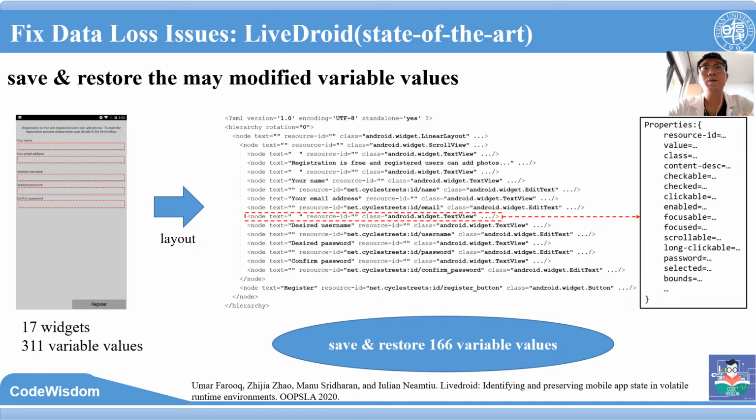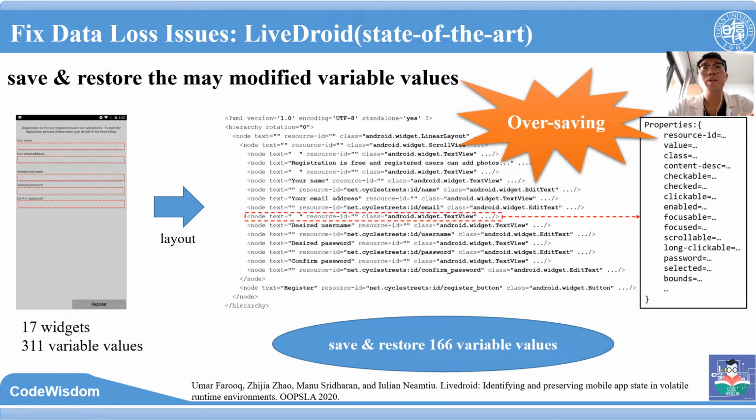A recent work, LeafDroid, uses static analysis to reason about program variables and GUI properties that might be changed during user interactions and saves them. For the example just mentioned, 166 variable values will be saved by LeafDroid. Although a significant portion of variables is ruled out by static analysis, LeafDroid still suffers from the oversaving issue.